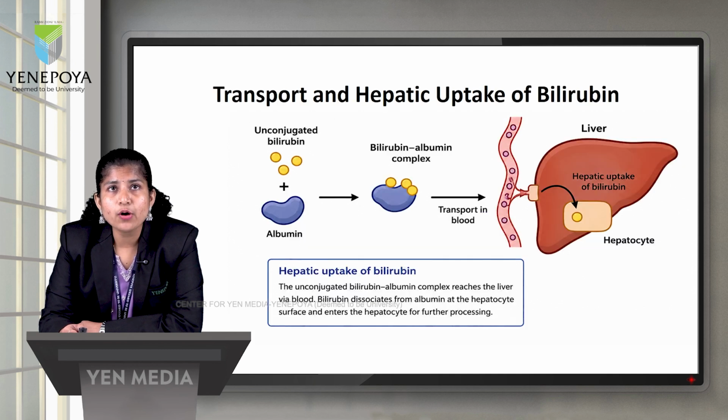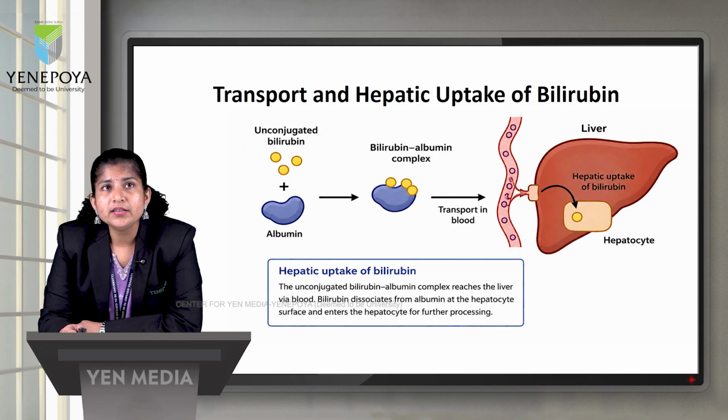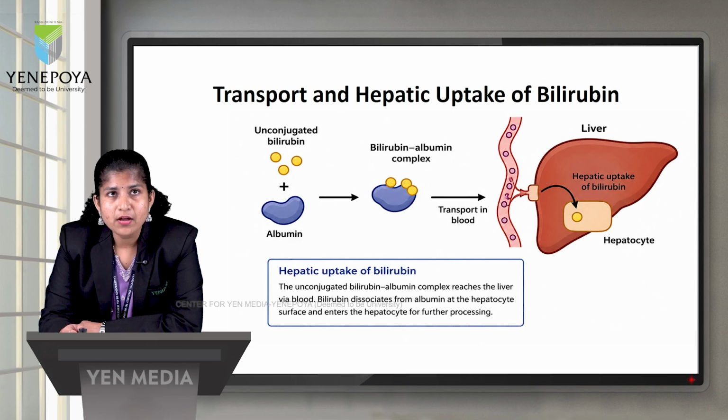So next we will see how the transportation as well as hepatic uptake of this bilirubin takes place. Here, the unconjugated bilirubin, which is not soluble in the plasma, will bind with albumin and form a bilirubin-albumin complex. Once the complex is formed, it is transported in the blood and reaches the liver cells. Once it reaches the liver cells, albumin is removed.